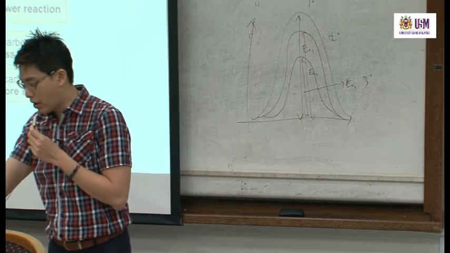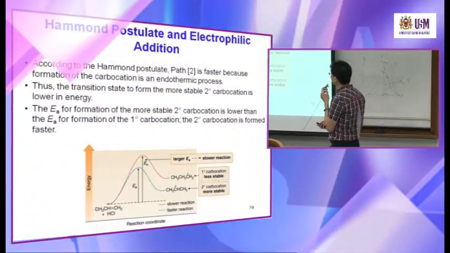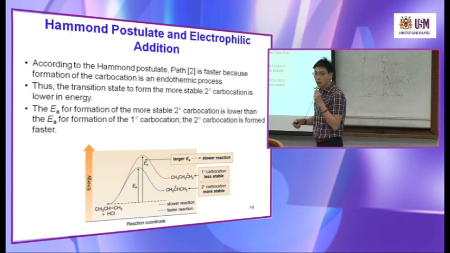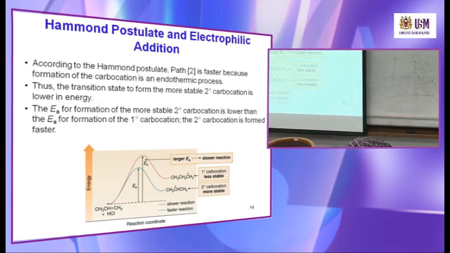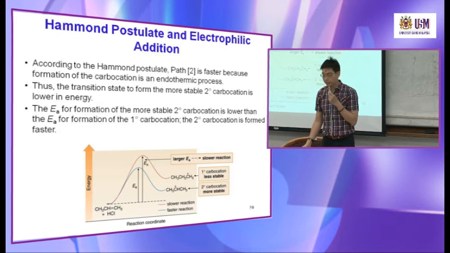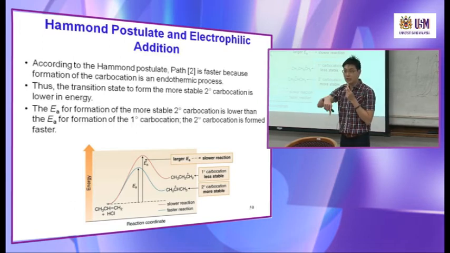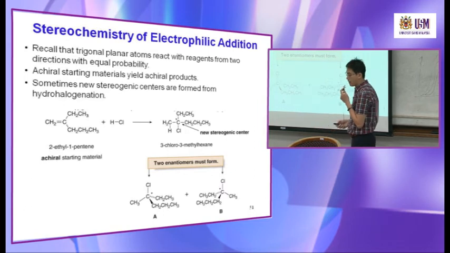So the tertiary and secondary carbocations have a lower activation energy. That means it's more stable and more easily formed. Thus, the transition state to form the more stable, in this case secondary, carbocation is lower in energy. You can see that this is the energy needed to form a more stable carbocation, because for a reaction to happen, you need to overcome the activation energy. What is the definition of activation energy? The minimum energy that needs to be overcome before you can undergo a reaction. So you can read from here, and they can form faster as well, because it's lower. These are the two reasons.